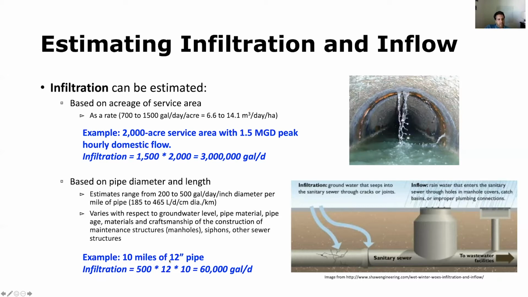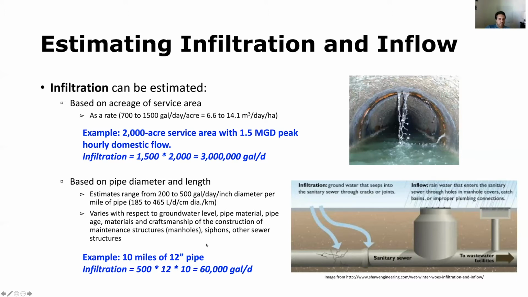So an example here, the way this calculation is done is, let's say we have 10 miles of 12-inch pipe, and let's say we're using a rate of 500 gallons per day per inch per mile. We would take 500 multiplied by 12 inches, multiplied by 10 miles. That would give us a value of 60,000 gallons per day for this stretch of pipe.